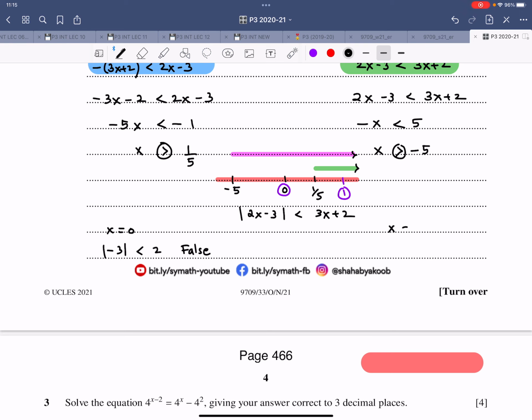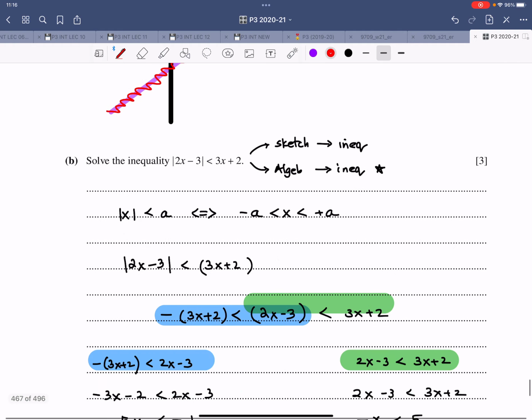When x equals 1, 2 − 3 is negative 1, modulus 1. Is it less than 3 + 2, which is 5? 1 is less than 5. This is true. Therefore, this region is true, and that is represented by this one. So the final answer, according to the true-false method, is x is greater than 1/5. This is the final answer for this particular question. That is the intersection of the two inequalities. So that's question number 2.